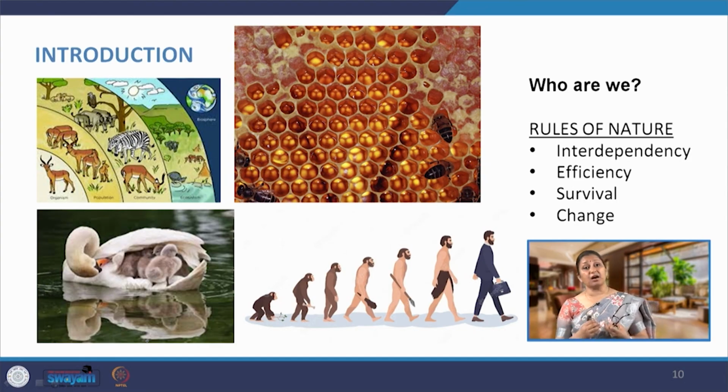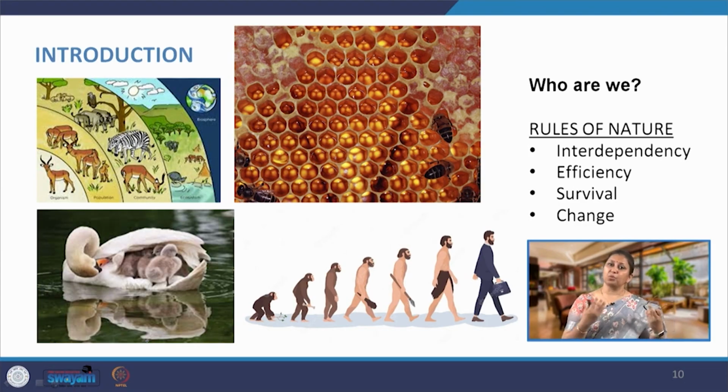Now when I say efficiency, look at a spider's web, look at a honeybee's nest, and then you will see how efficiently they have used the resources and how efficiently they are putting them to use. Taking the least from nature and producing an equal amount is the efficiency we are talking about. Unfortunately, we are not living our lives like that.